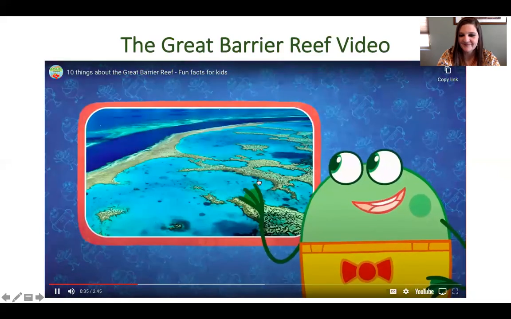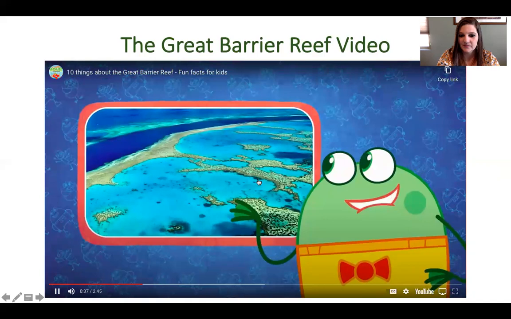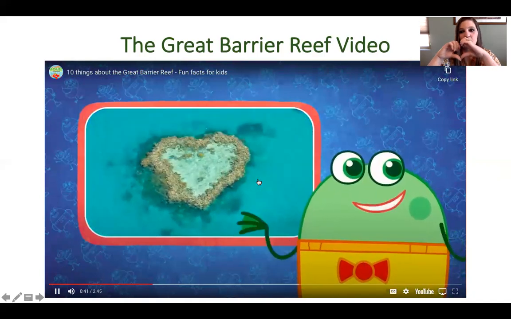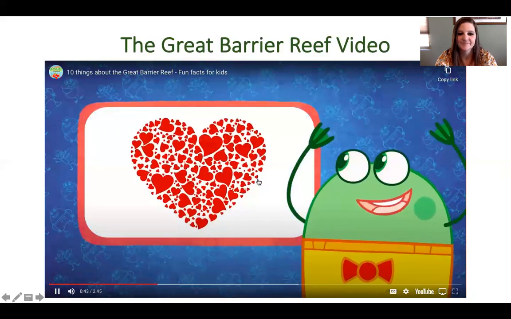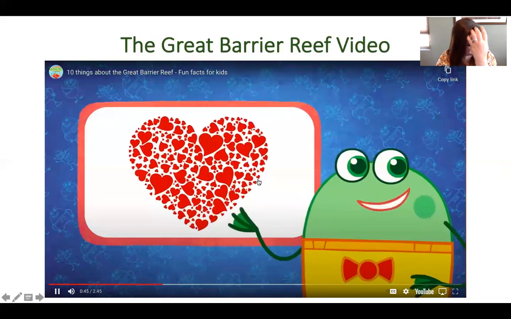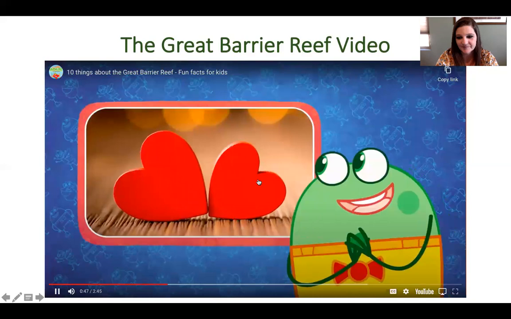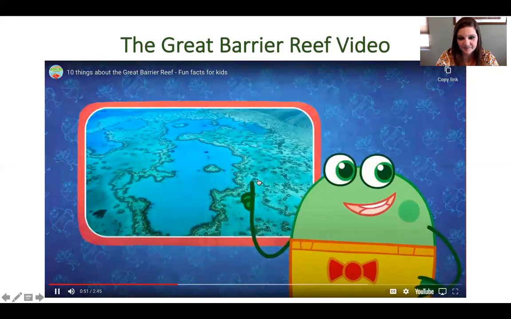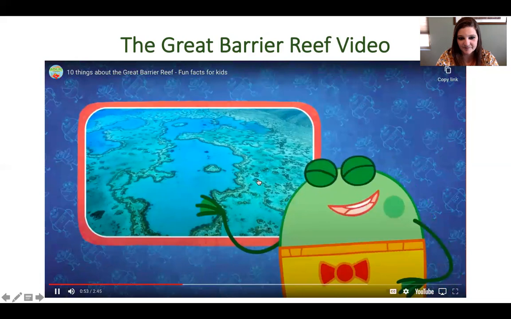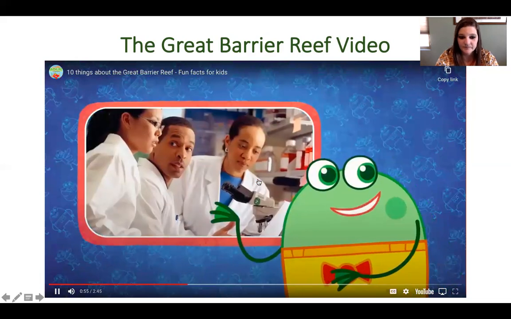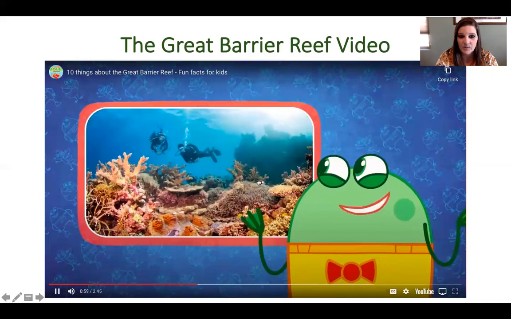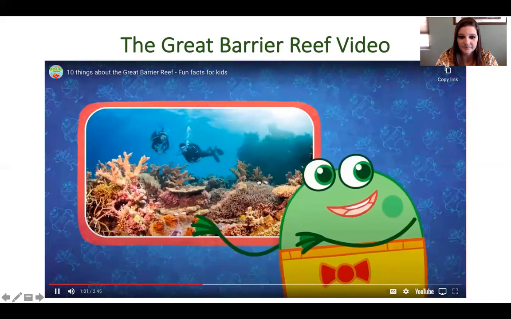3. There's a beautiful reef right in the middle of the Great Barrier Reef. It's in the shape of a heart and it grew like that all by itself. Aww, it's like a little Valentine from the sea. That's sweet. 4. Did you know that the Great Barrier Reef is really super old? Scientists think it's about 20,000 years old. No wonder it's known as one of the greatest wonders of the world.